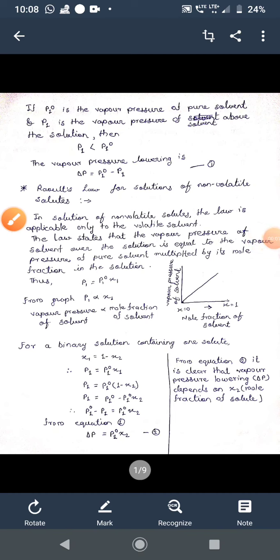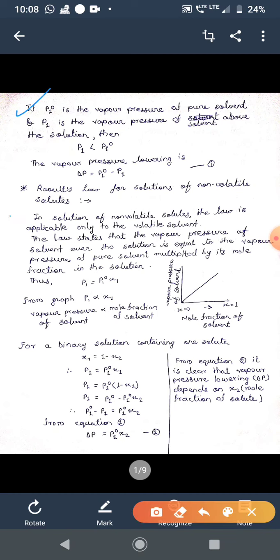The vapor pressure of the solution containing a non-volatile solute is less than that of the pure solvent. We have already observed this. Let us consider that the vapor pressure of the pure solvent is P1 naught, and P1 is the vapor pressure of the solvent above the solution.